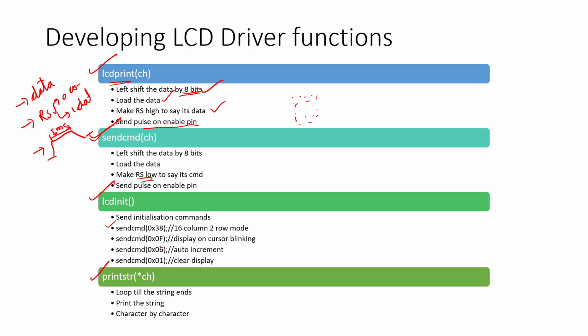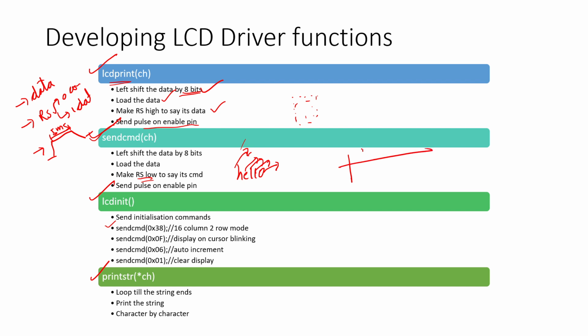And coming to 0x06, it is an auto increment mode. Auto increment mode is nothing but this: whenever you are displaying data, for example if I want to print hello, I'll send H first, then E, then L, then L and O. Once I complete sending H and start sending E, the cursor should increment a bit and then display it on the second cell.